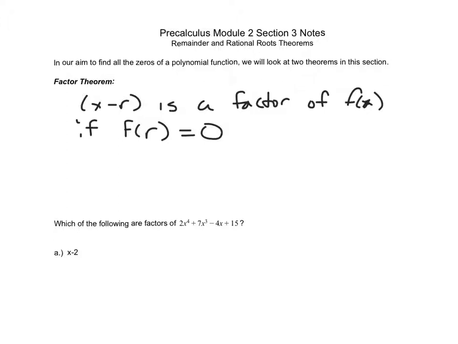So this is an offshoot of the remainder theorem, because remember in the remainder theorem, if we plugged this root in and got a number, that was the remainder. So simply what the factor theorem is saying is when you divide a factor by f of x, its remainder is going to be 0.